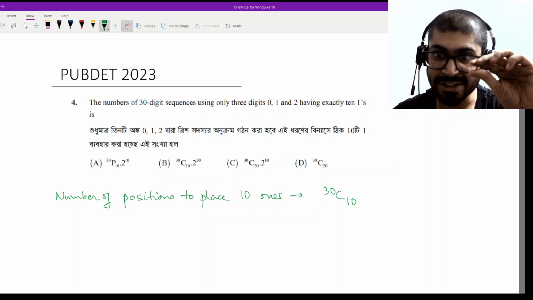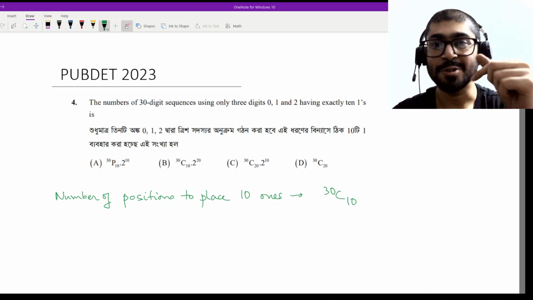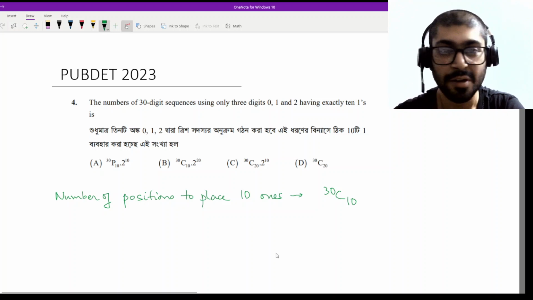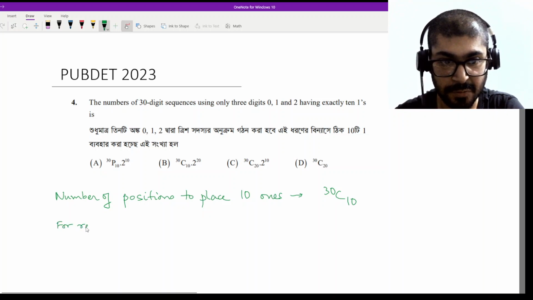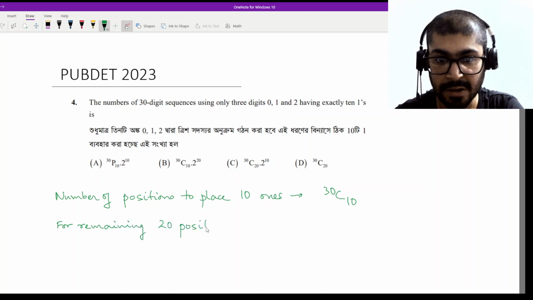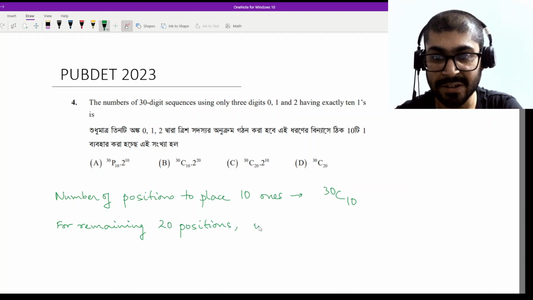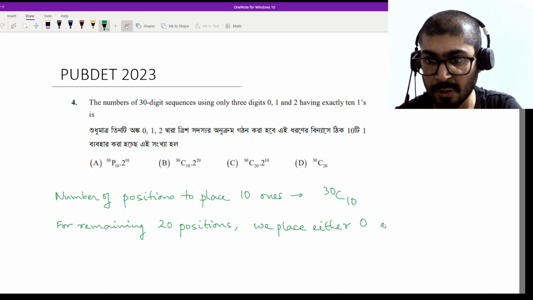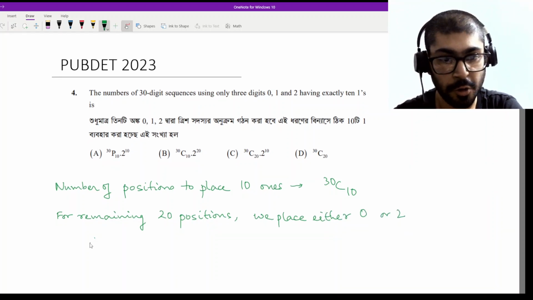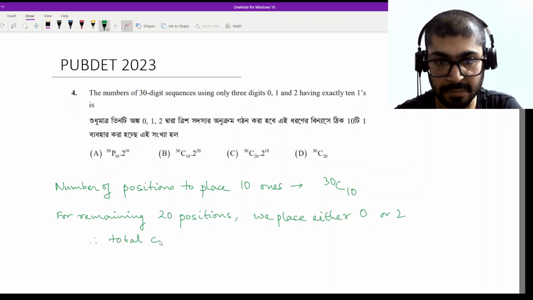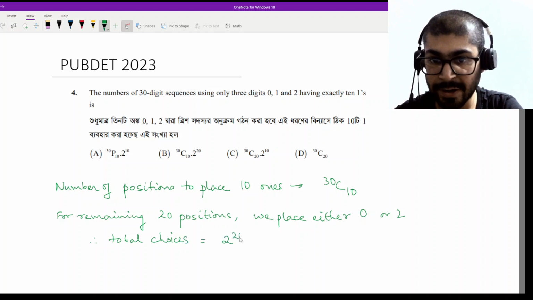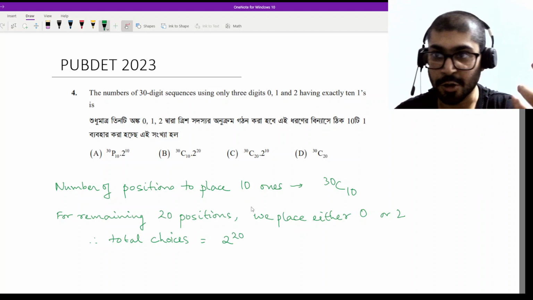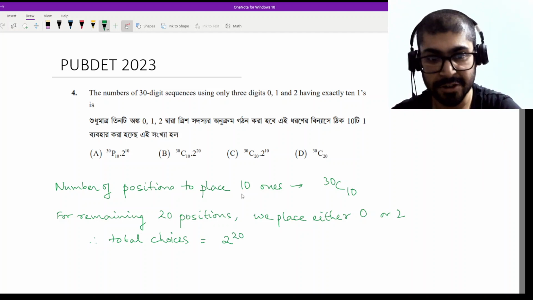choose, either 0 or 2, right? So how many options are there in total for the remaining 20 positions? What do we do for the remaining 20 positions? We place either 0 or 2, right? So total choices: 2 to the power 20. For each place there are two choices, 0 or 2. So for 20 places there will be 2 to the power 20 choices.